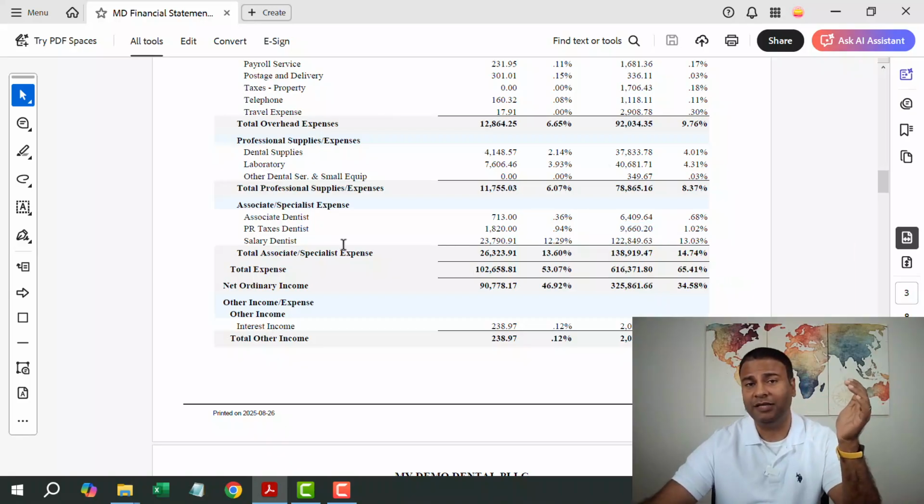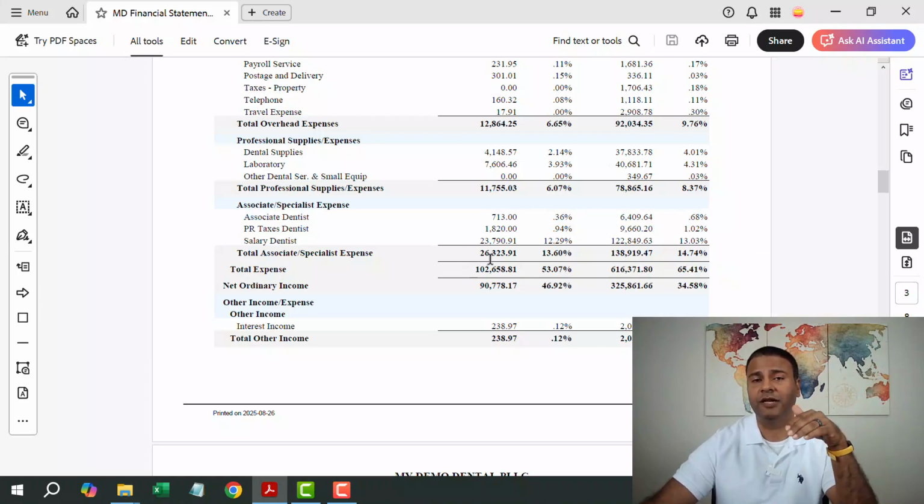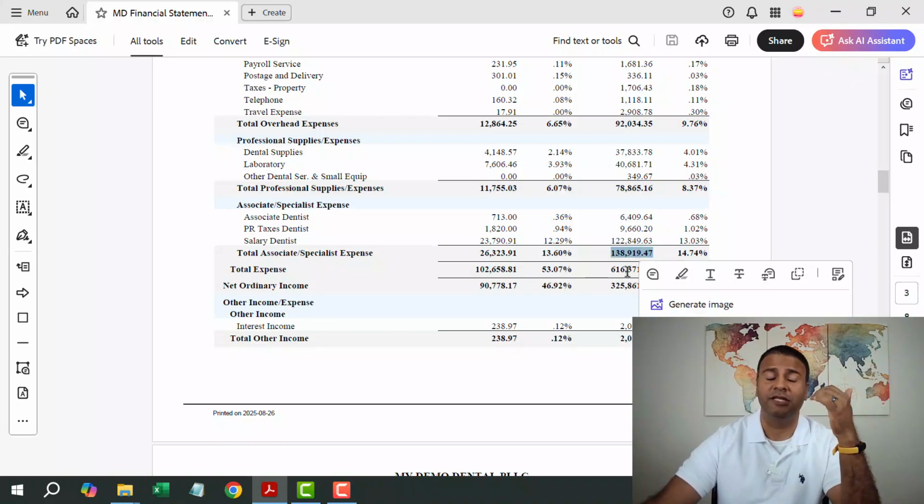Associate dentists are typically the contract dentists coming in or any specialists coming in. They will be in this line item over here in associate dentist. So this group includes expenses related to any dentists who are non-owners, any contract dentists who are non-owners will be in this group. And this is telling you essentially that this practice has spent about $138,000 in expenses related to employees who are dentists and specialists.